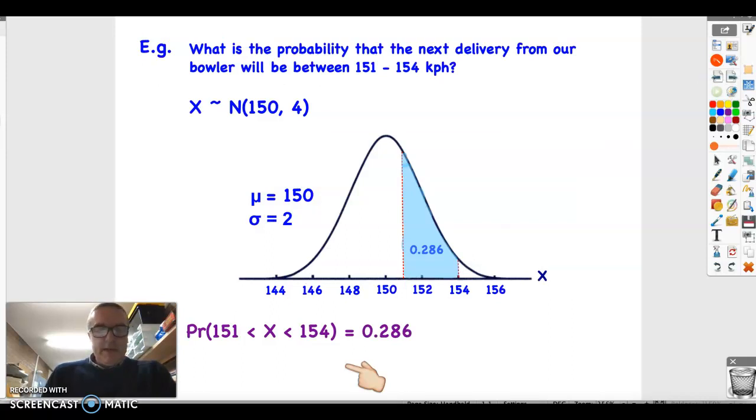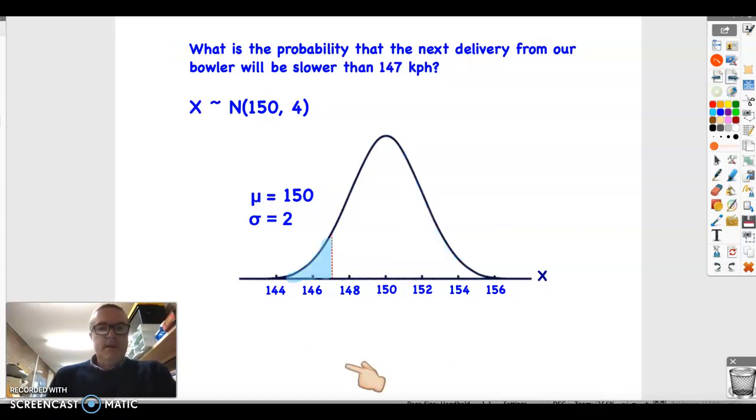So there's our probability. Our area was approximately 0.286 or 28.6%. That's the probability that the next delivery from our bowler will be between 151 and 154.